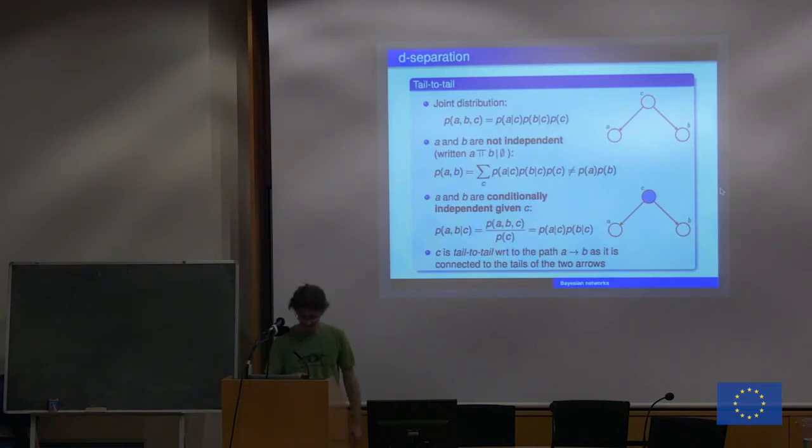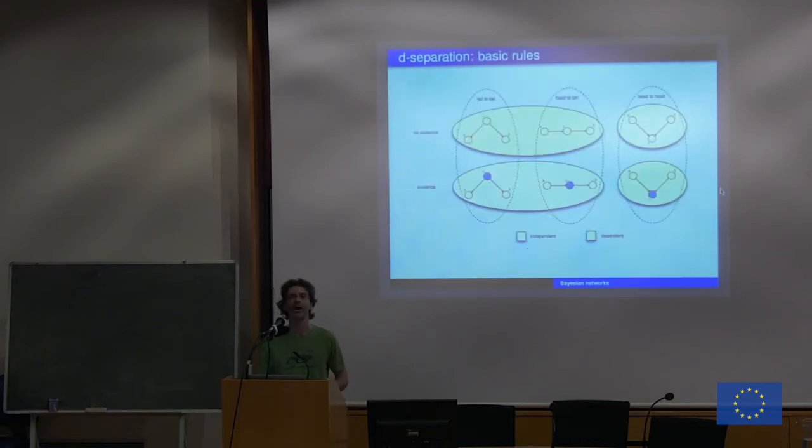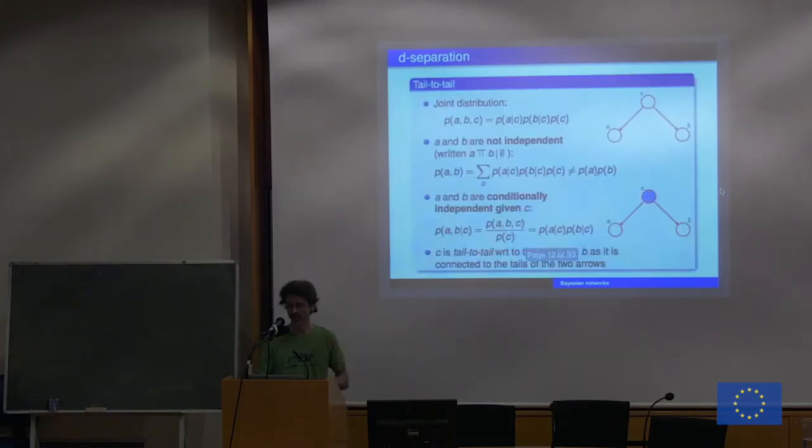So in this tail-to-tail case, A and B are not independent, but they become independent if C is observed, okay? Now, there are two other cases with three nodes. I could do the derivation again for the others, but I think you got the point.